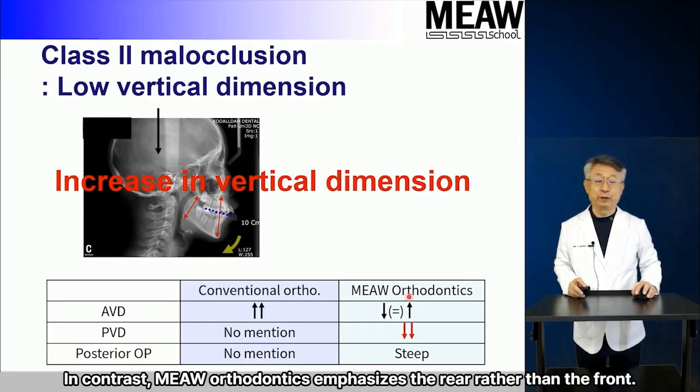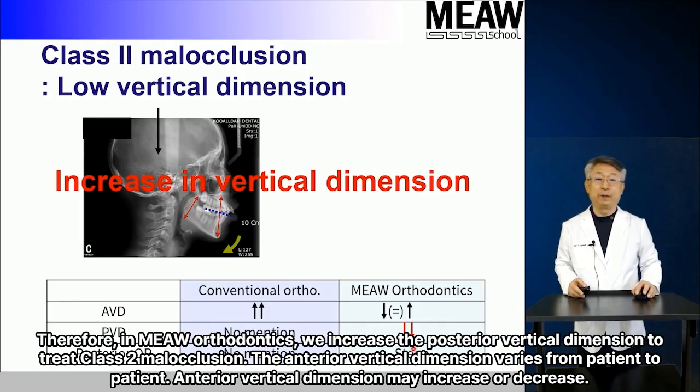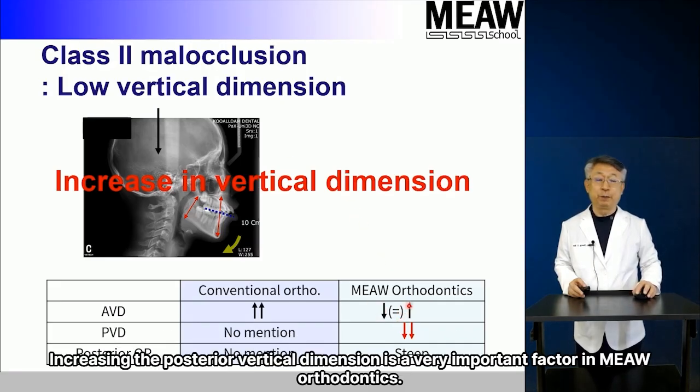In contrast, Mio-orthodontics emphasizes the rear rather than the front. In other words, it is said that the posterior vertical dimension is reduced in Class 2 malocclusion. This is expressed as steep POP. Therefore, in Mio-orthodontics, we increase the posterior vertical dimension to treat Class 2 malocclusion. The anterior vertical dimension varies from patient to patient. Anterior vertical dimension may increase or decrease. Increasing the posterior vertical dimension is a very important factor in Mio-orthodontics.